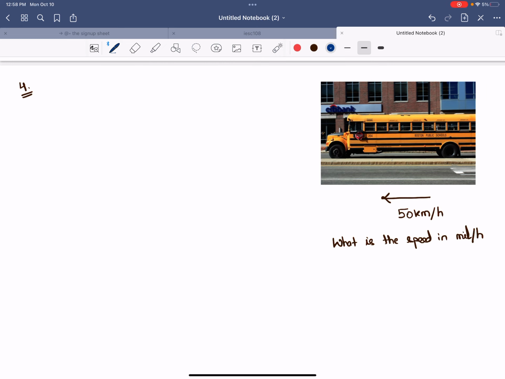The question says you're going, say, at 50 kilometers per hour, like the bus is moving at 50 kilometers per hour. What is your speed in miles per hour? As simple as that. So this is hopefully going to be much easier. You have a speed given in 50 kilometers per hour, and the question is, what is the speed in miles per hour? The first thing is, see, there's hour and hour on both sides, so you don't need to worry about the time. All you need to worry about is how much is 50 kilometers in miles.